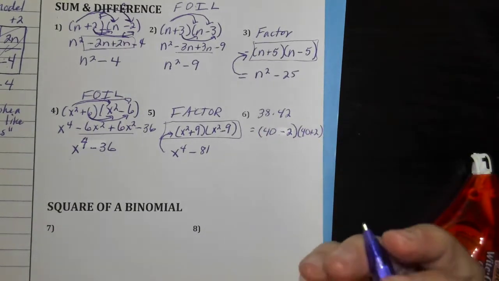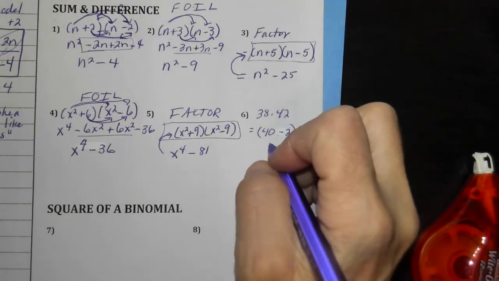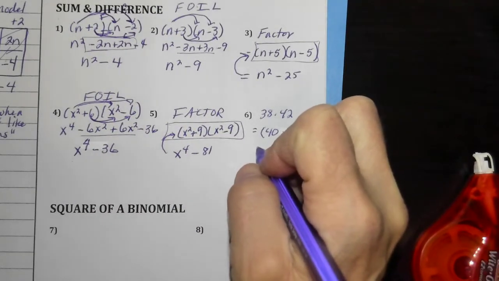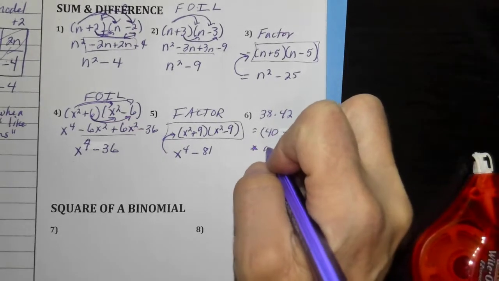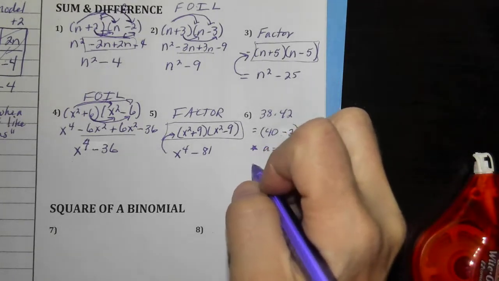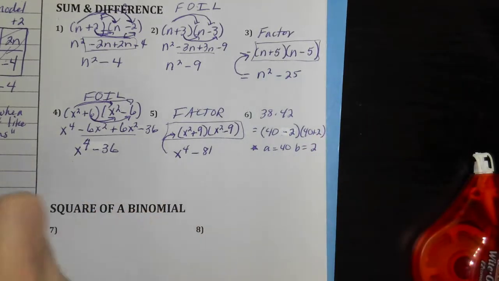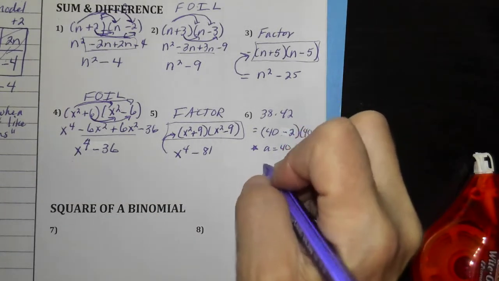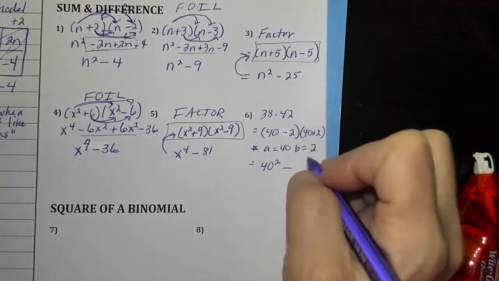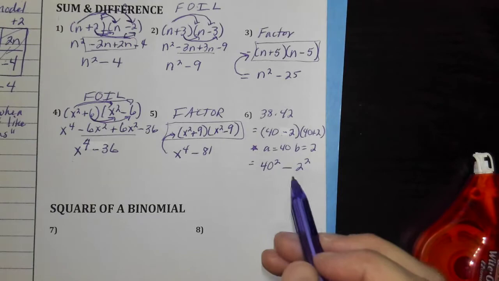Now, why would I do that? Well, this is kind of getting us into our general form for factoring something that has a sum and a difference. So our A in this case is going to be 40, and our B is going to be 2. So general form for these guys is this. Well, let's finish this first. 40 is my first term, that's the A, and 2 is my last term. I'm going to take my first term and my last term and square them both.